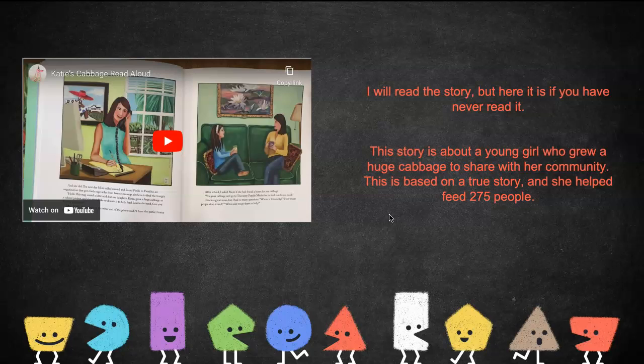So this story is an inspirational true story. It's about a 3rd grader from South Carolina, and she actually grew a 40-pound cabbage in her backyard, and she was able to help feed 275 people within her community. So we can resonate with Katie, because we actually have our own garden at school, and we are able to produce and harvest vegetables, and we actually give them back to the community sometimes.